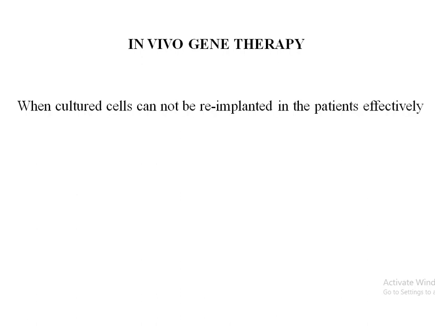An example of in vivo gene therapy is in patients with cystic fibrosis, where a protein called cystic fibrosis transmembrane regulator, that is CFTR, is absent due to a gene defect. In the absence of this CFTR, chloride ions concentrate within the cell and it draws water from the surroundings.